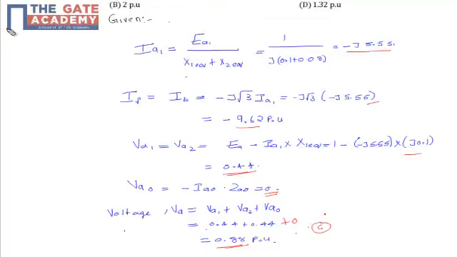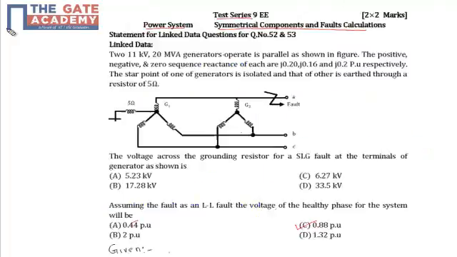In this session we have studied how to calculate the value of voltage of the healthy phase for the system when the fault occurs line to line.